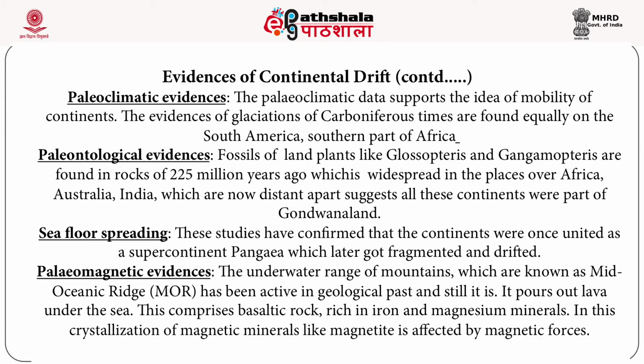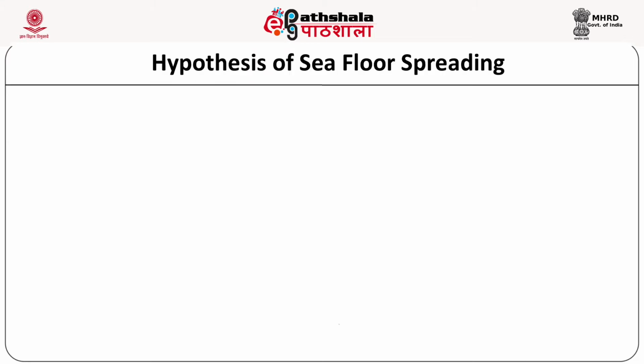It pours out lava under the sea. It comprises basalt rock rich in iron and magnesium minerals. In this, crystallization of magnetic minerals like magnetite is affected by magnetic forces.